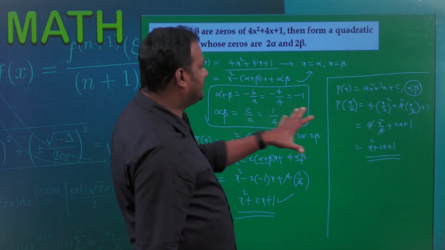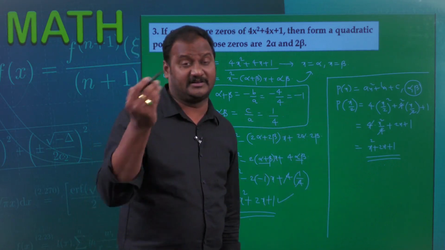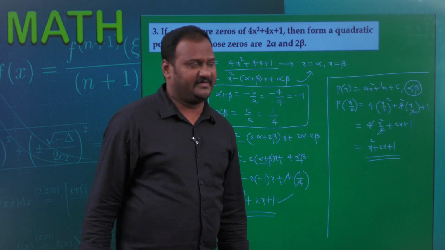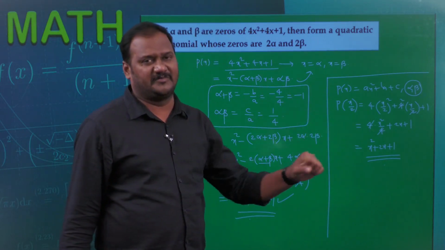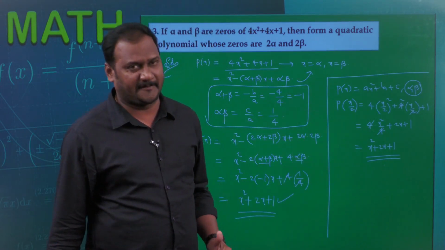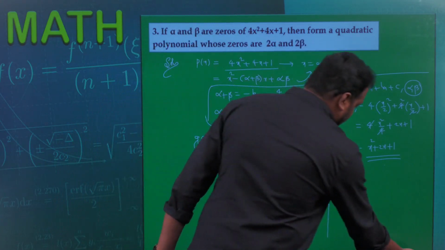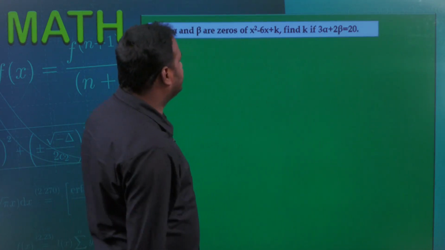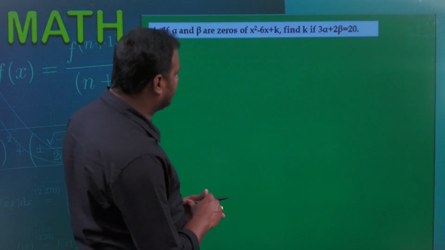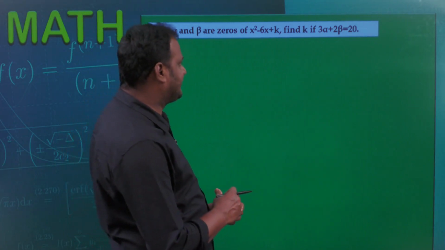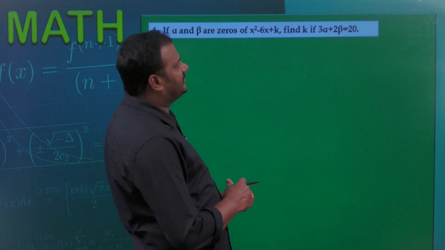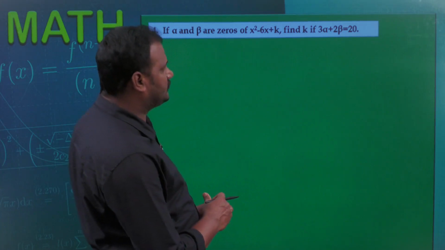So you can answer this problem in this way also, but you will have to remember the logic behind it. Then you can answer even the hard problems very easily, right? So moving on to the next problem here. The next problem is: alpha and beta are zeros of the polynomial x square minus 6x plus k. Find the value of k if 3 alpha plus 2 beta is equal to 20.